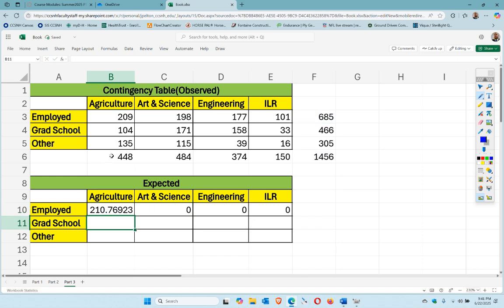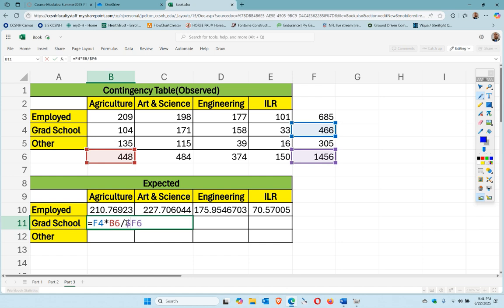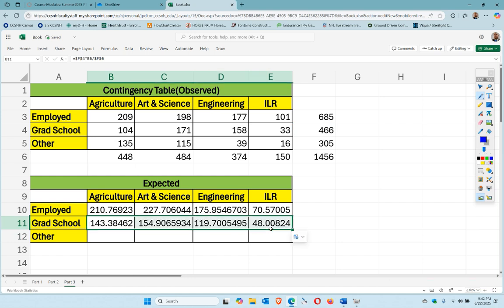Because essentially, as you drag left to right, you're only changing the columns, right? There we go. I'm going to do the next one. Row times column divided by grand total, right? So if I drag this across, I'm only changing the column. I'm not changing the grand total when I drag it to the right, and I'm not changing the row. I'm only changing the column when I drag it to the right, right?